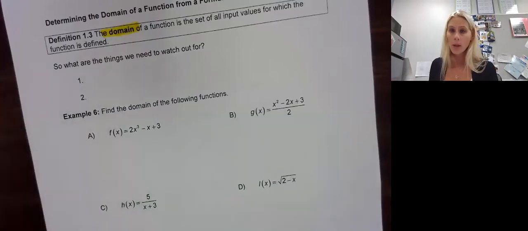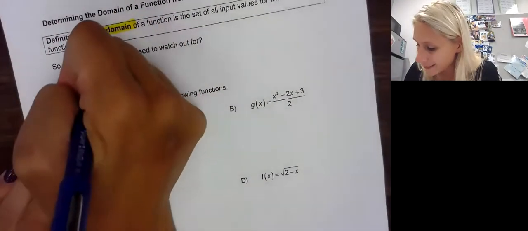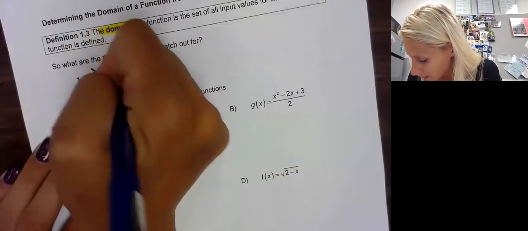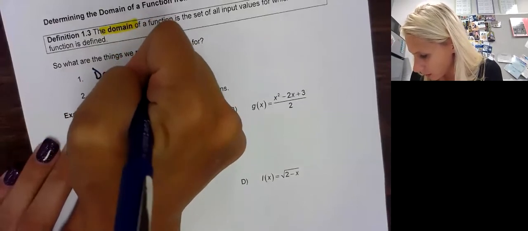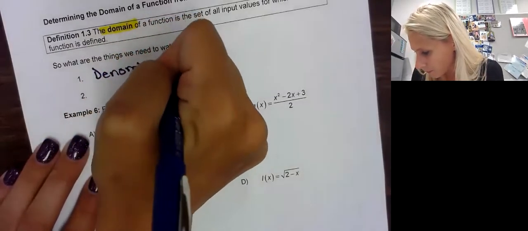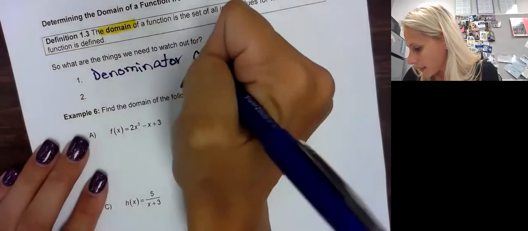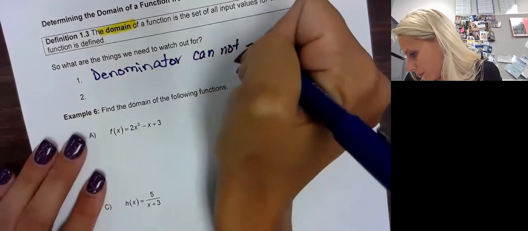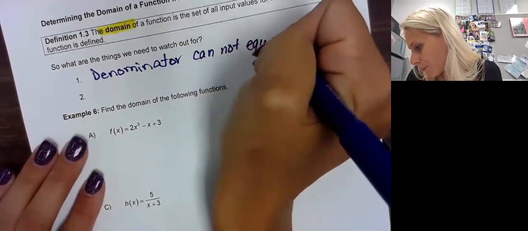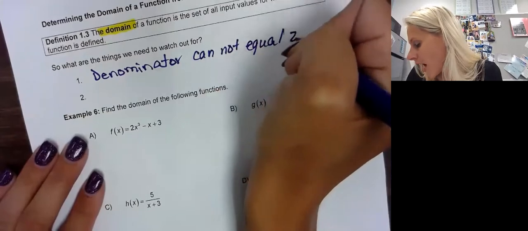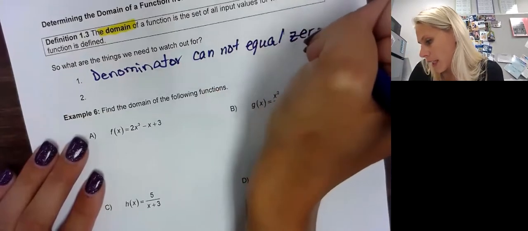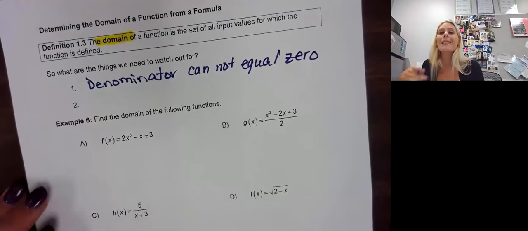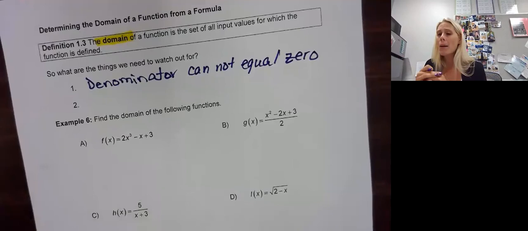So 2 things that we watch out for. Our denominator cannot equal 0, right? Because we can never divide something into nothing. So whatever x makes the denominator 0 is not part of our domain.